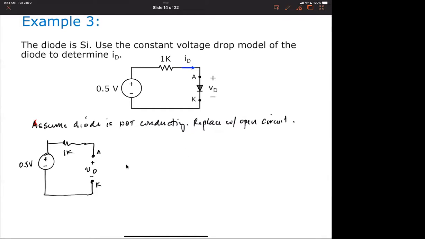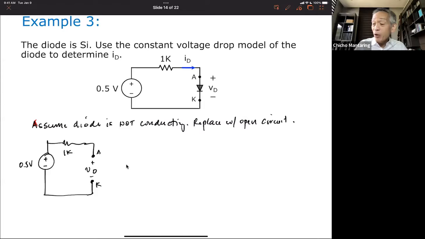Is it 0.5 din po? Yeah, V sub D will be equal to 0.5 volts. No? Why? Dahil wala kang current, no? Open circuit, so wala kang current, therefore wala kang voltage drop dito. No? Kung wala kang voltage drop dito, that means the voltage at this point, assuming that the bottom is your reference, will be equal to the voltage at this point, and therefore V sub D is 0.5.